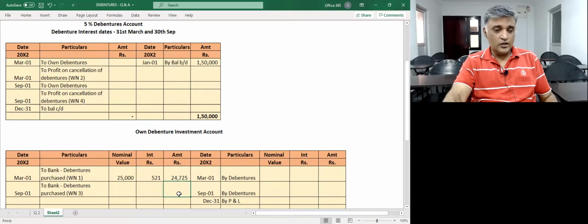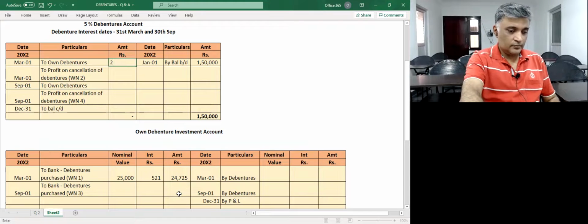Now the second working note is on what? Is the profit on... okay. Now this is the entry for the purchase. Own debenture to bank. Now we are going to cancel immediately, right? Once you have purchased, now you're going to cancel it. How do we cancel it now? The entry is 5% debenture account debit to own debenture 24,725.